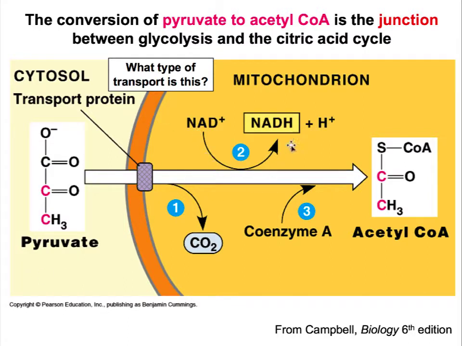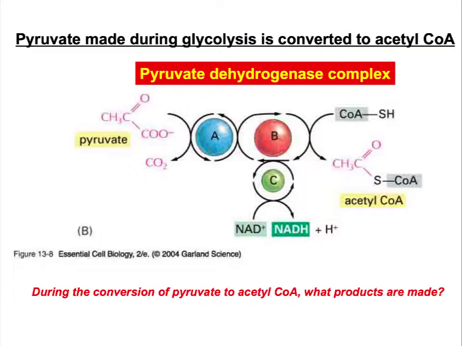Now, in this process, more energy is released, and that's picked up by another molecule of NAD+, becoming NADH, a charged electron carrier. And coenzyme A is brought in and attached to the remaining part of the pyruvate to form acetyl coenzyme A. The steps we just covered, the production of carbon dioxide, the charging of NAD+, and the joining of coenzyme A, are all performed by a giant complex of enzymes. That's called the pyruvate dehydrogenase complex.